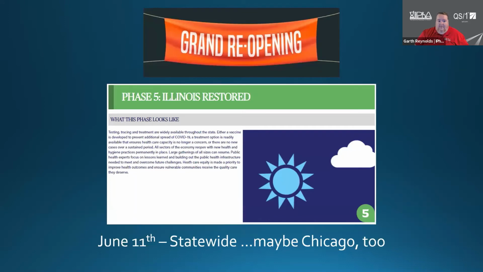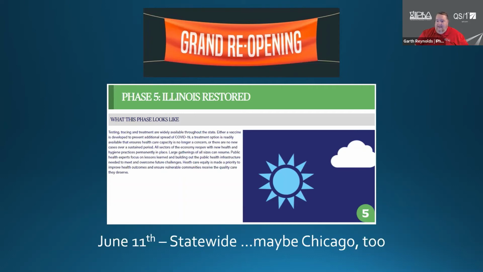And everybody, we didn't think we'd get here this soon, but Illinois, if everything holds, should be open. The state should be reopened on June 11th. And I put maybe Chicago too, because the mayor has not stated that they are going to reopen on the 11th just yet. They didn't want to commit to a date, but we're almost there.